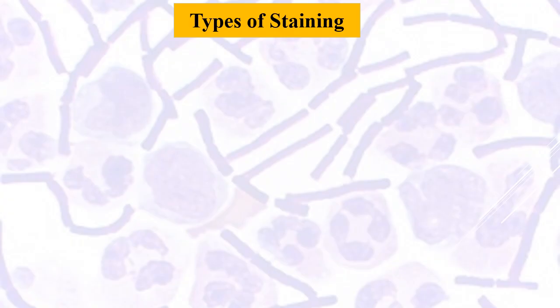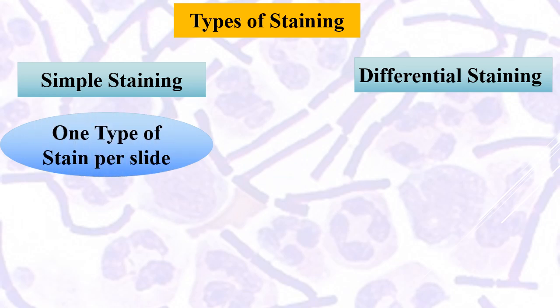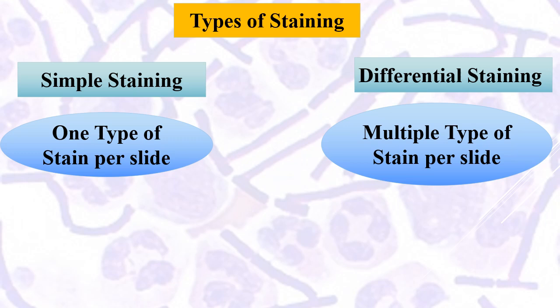Other types of staining we have are simple staining and differential staining. In simple staining, we are going to use just one type of stain per slide. But in differential staining, we can use multiple types of stain per slide.